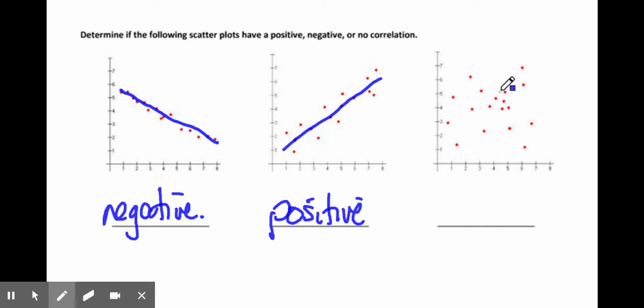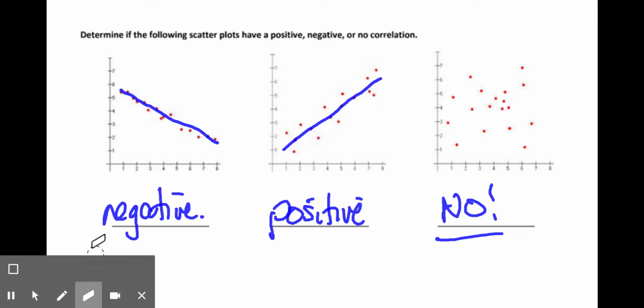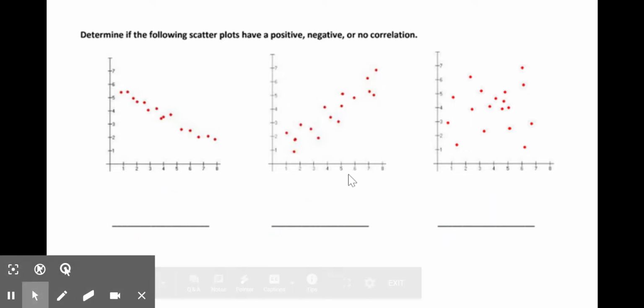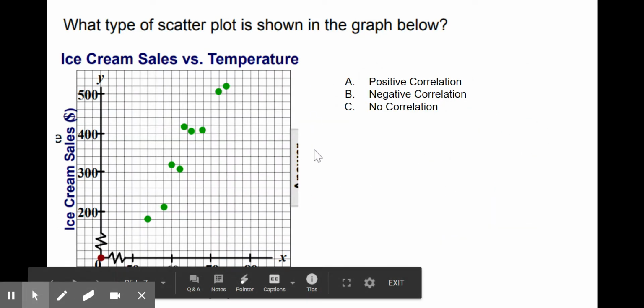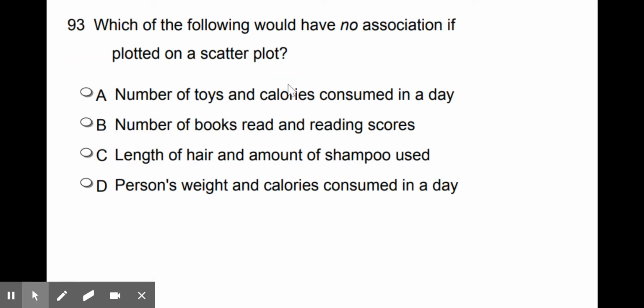As x goes up, y goes up. And in the third one, this is a good example of there's no correlation at all. Okay, it doesn't look like the points are increasing, and it doesn't look like the points are decreasing either. They're just kind of scattered all over the place. So we would say that has no correlation. All right, now it's your turn. And here's another one. Okay, no association means no correlation. So which of these has no correlation?